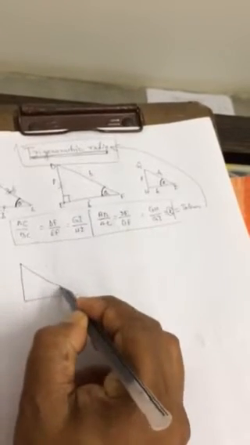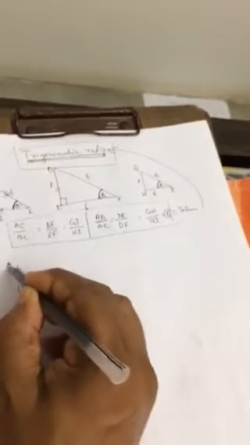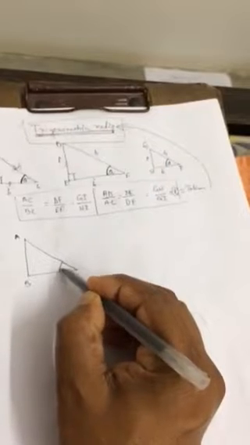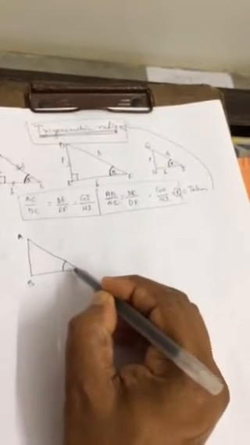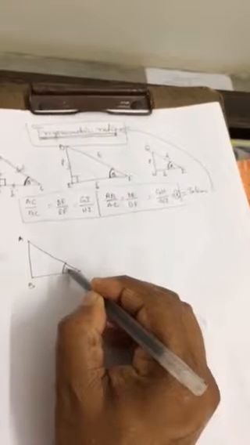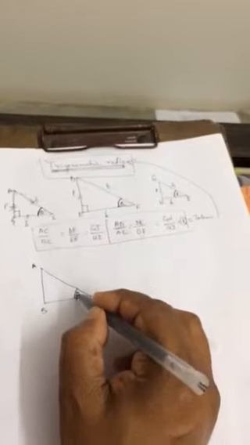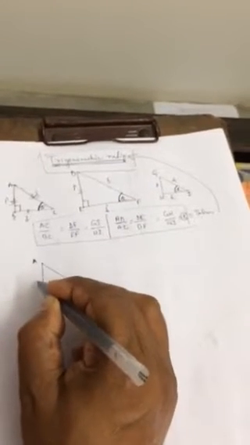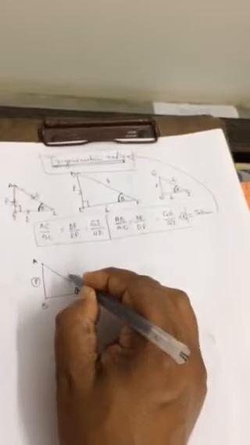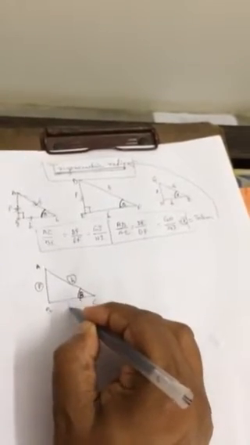Suppose it is a right angle triangle ABC. With respect to this angle, suppose this angle is theta, or suppose this angle is beta. Now with respect to beta, this side will be perpendicular, this side will be hypotenuse, the longest side, and this side will be base.